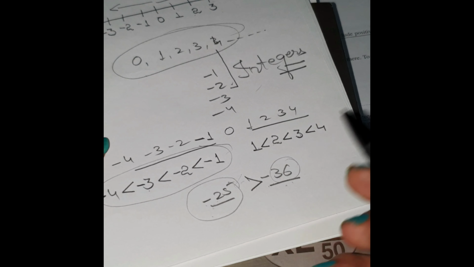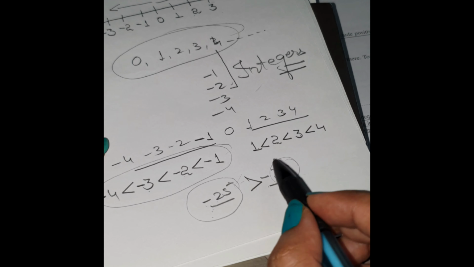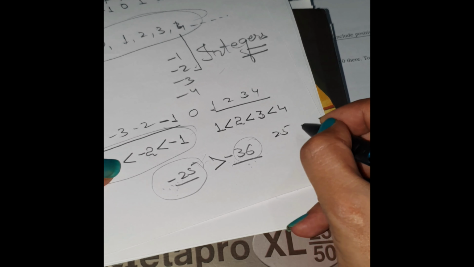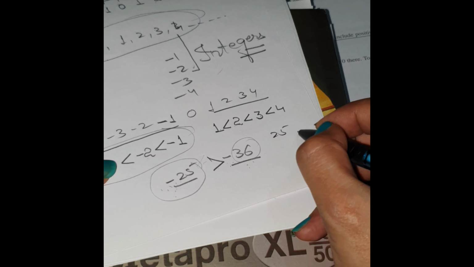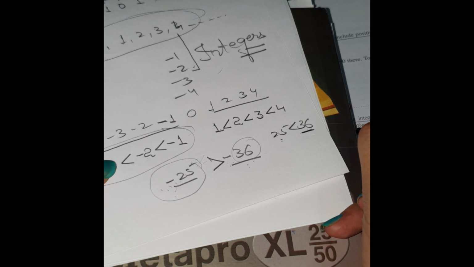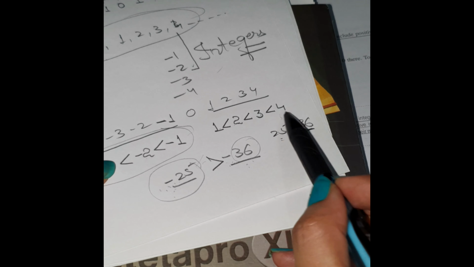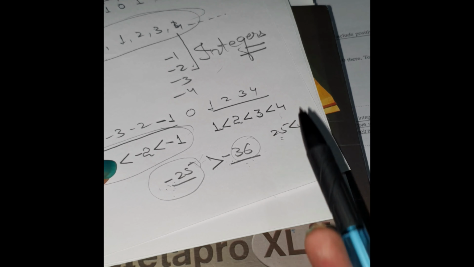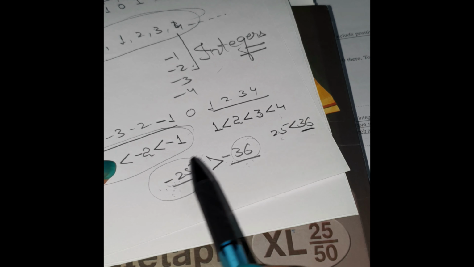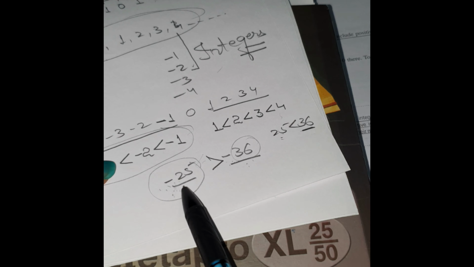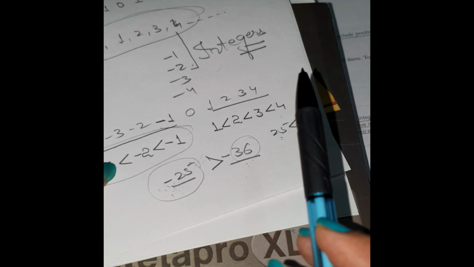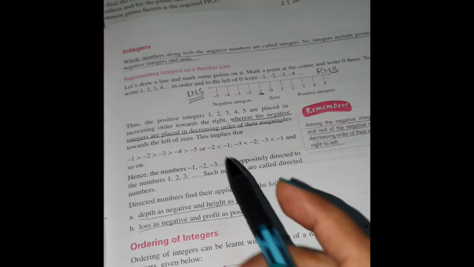If it is in positive form, then 25 will be smaller than 36, but right now it is in negative form. Obviously 36 is greater than 25 if it is positive, but if it is in negative form, then minus 25 will be greater than minus 36, because smaller negative numbers are always greater than bigger negative numbers. Okay, got it? So this you have to keep in your mind.